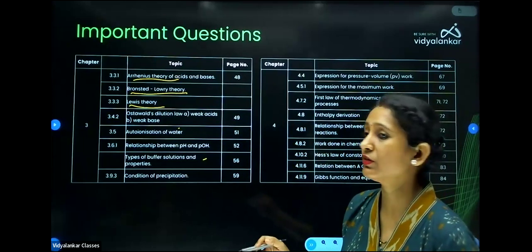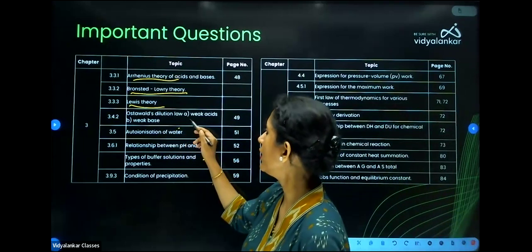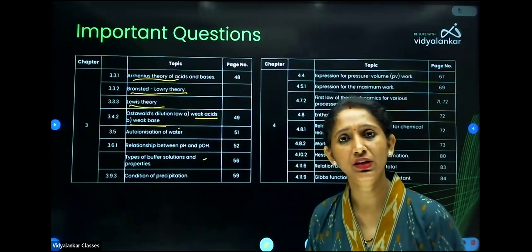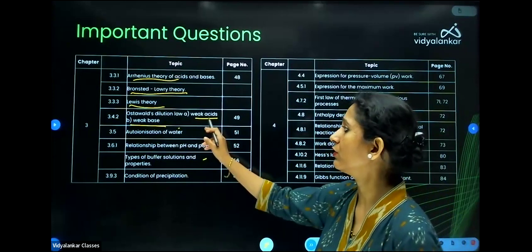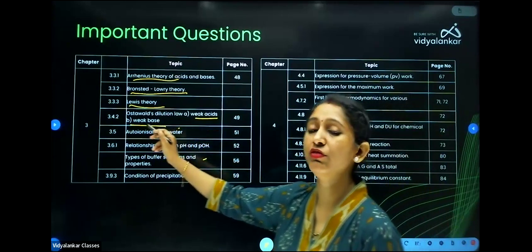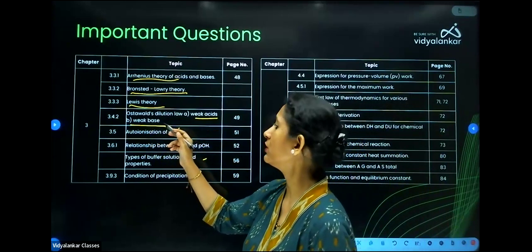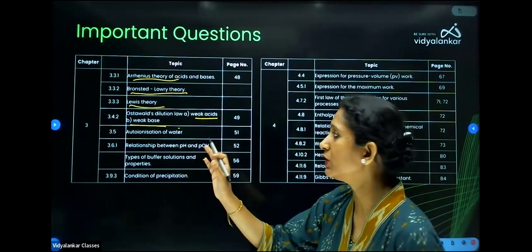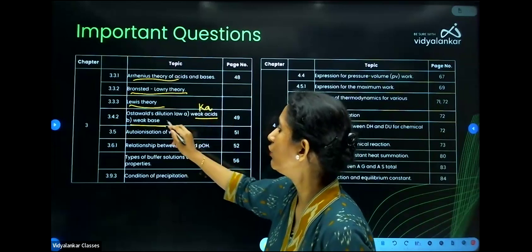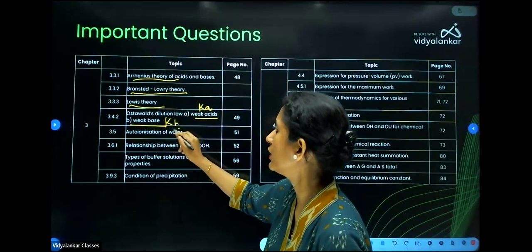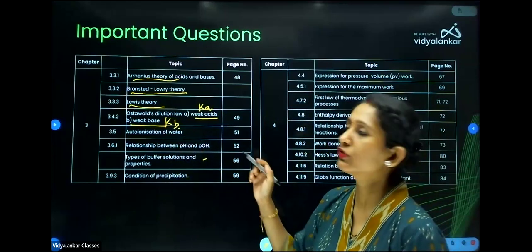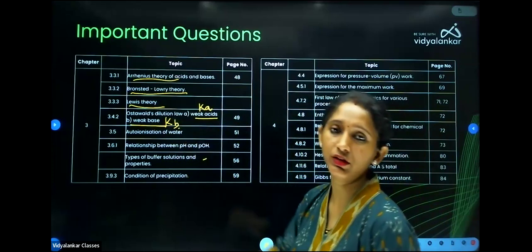Then the important derivations of the chapter are Ostwald dilution law for weak acids and weak bases. Quite an easy derivation. If you understand Ostwald dilution law for weak acid, writing it for weak base is again quite easy. The only difference between these two is that weak acids are indicated by Ka and weak bases by Kb. So practice these two derivations.